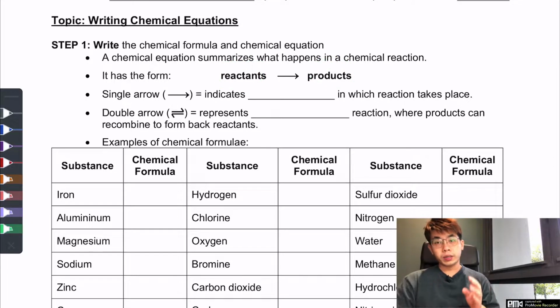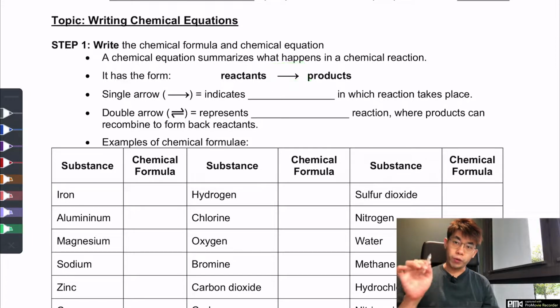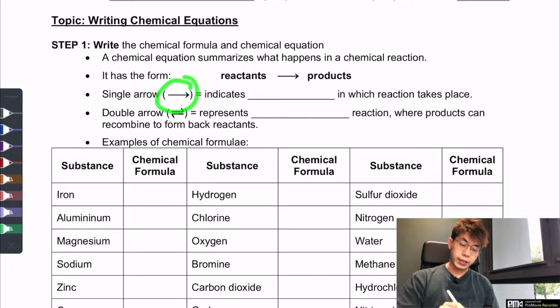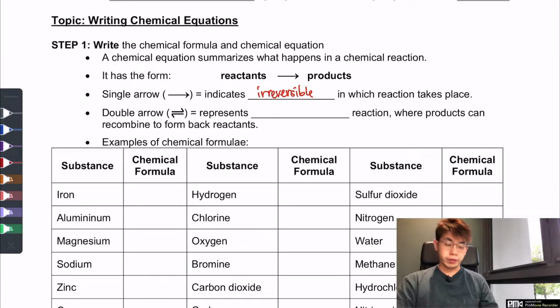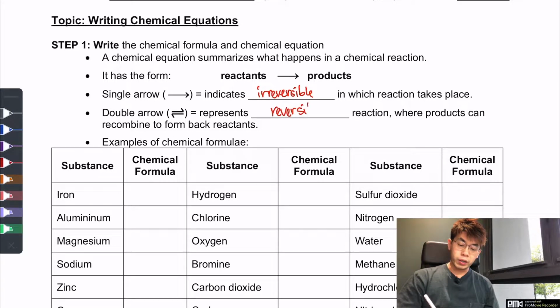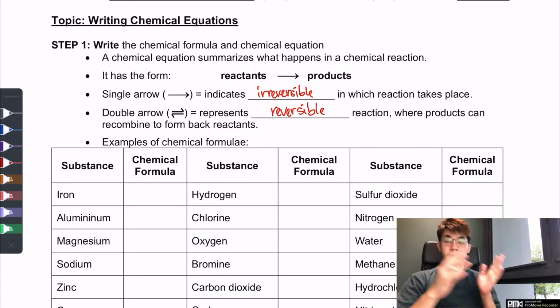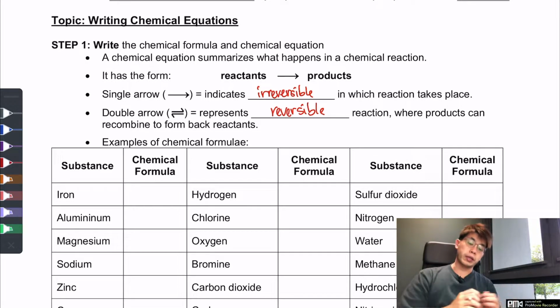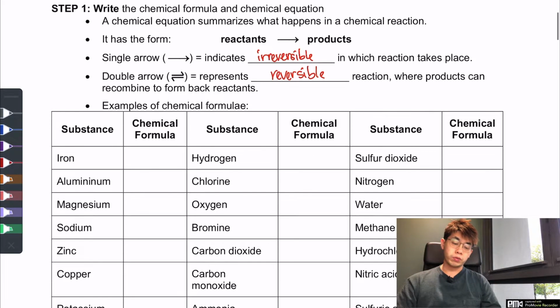Now, although it's called a chemical equation, we must remember that the middle is an arrow, and it's not an equal sign. A single arrow refers to an irreversible reaction. And a double arrow refers to a reversible reaction. A reversible reaction is one where the reactants go to products, and then the products can go back to the reactants. So we populate the chemical equations with certain chemical formula.